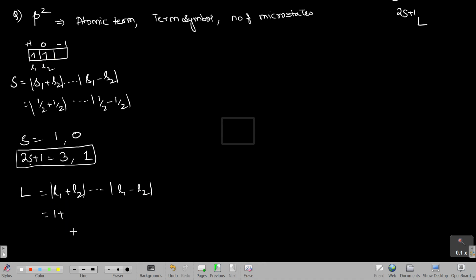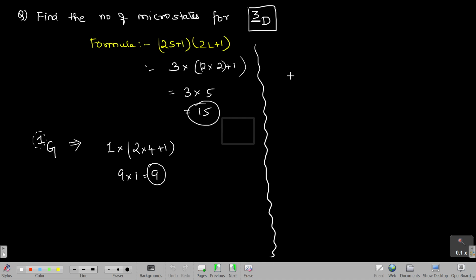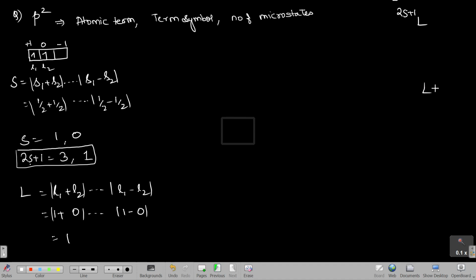So the L2 value is 0. So 1 plus 0 up till 1 minus 0, which is nothing but 1, and 1 minus 0 is also 1. So there is only one L value possible. Whenever L is equal to 1 (0, 1, 2, 3 correspond to S, P, D, F), it is a P orbital.